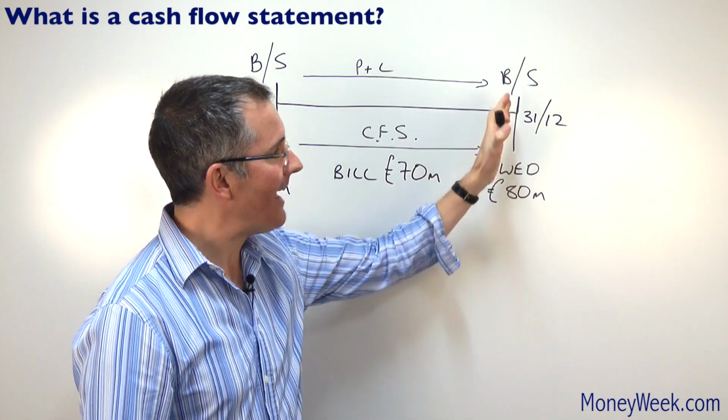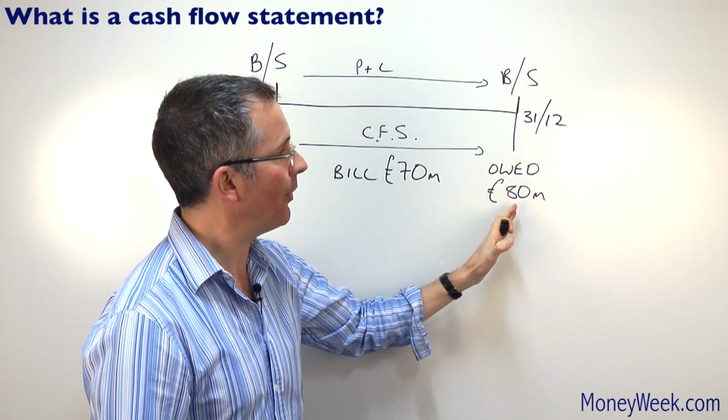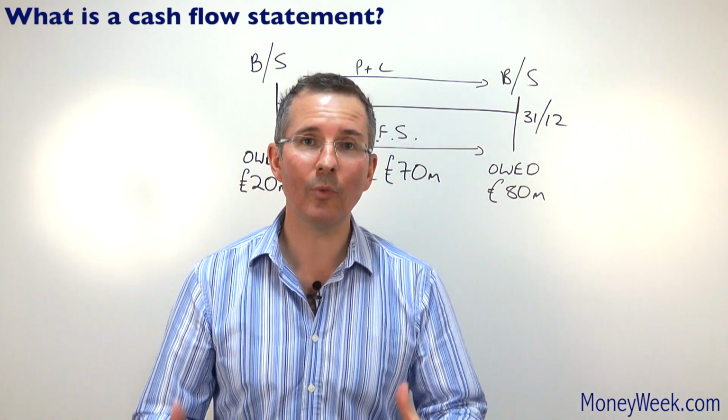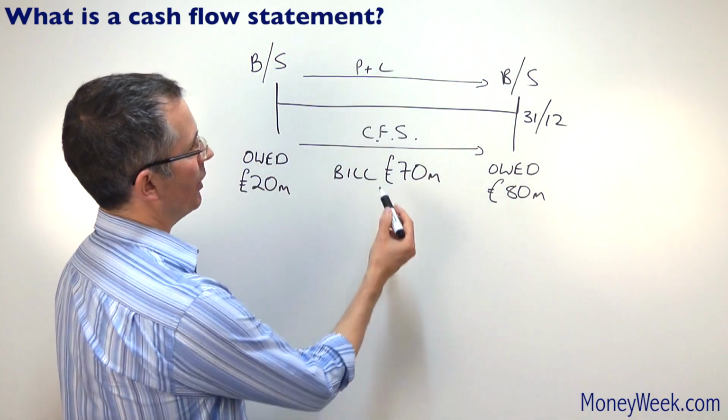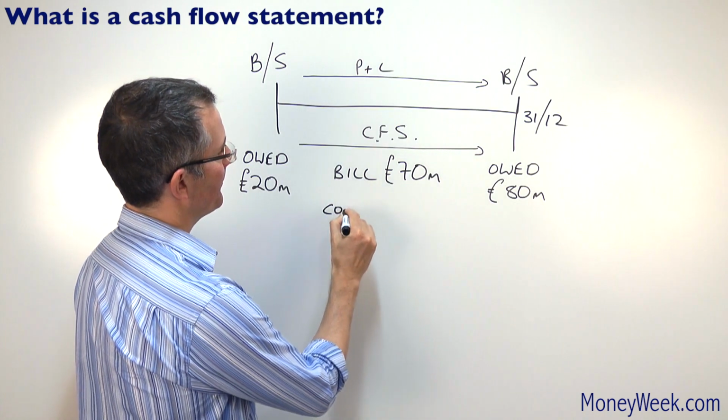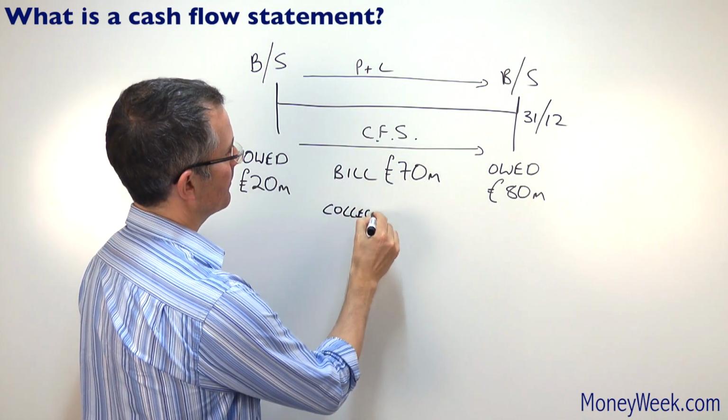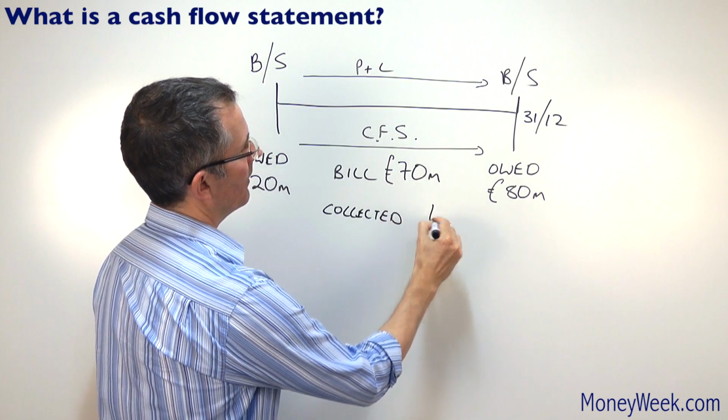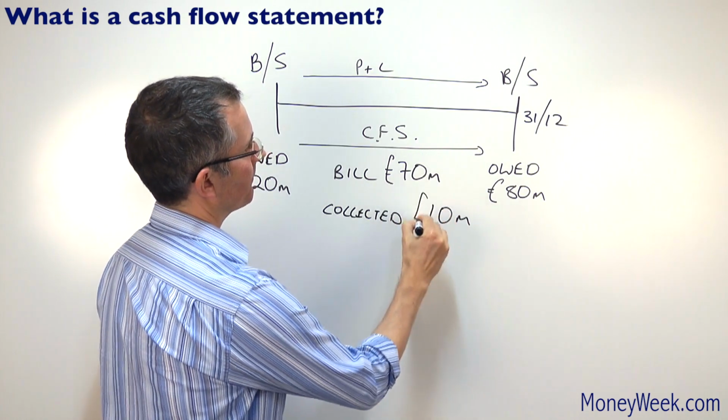And you find at the end of 12 months, you're still owed 80 million by your customers. What does that tell you? Well, it tells you that you must have collected 10 million in cash.